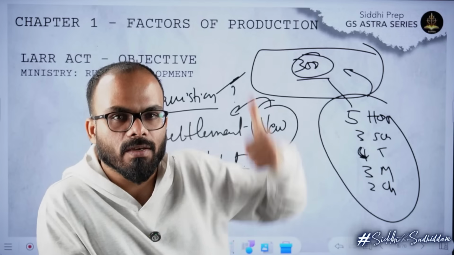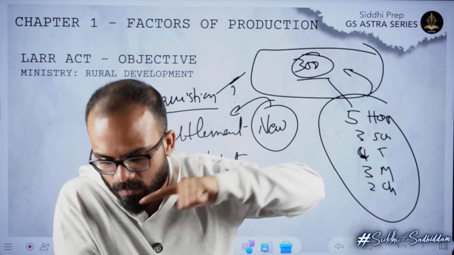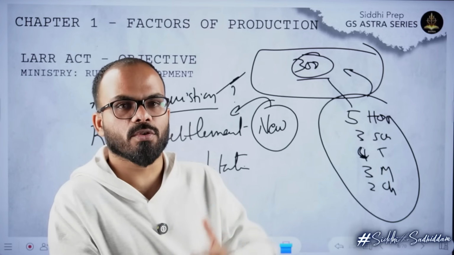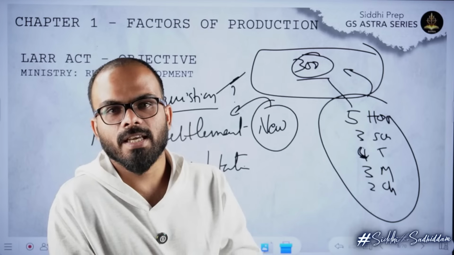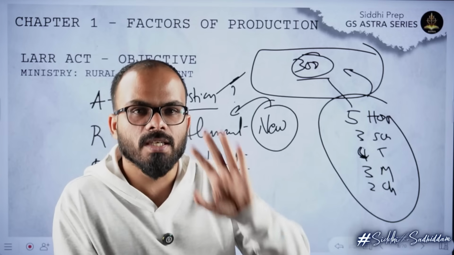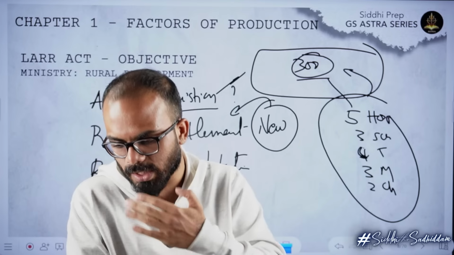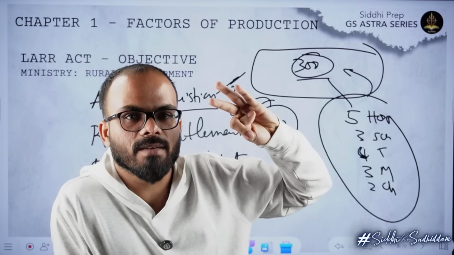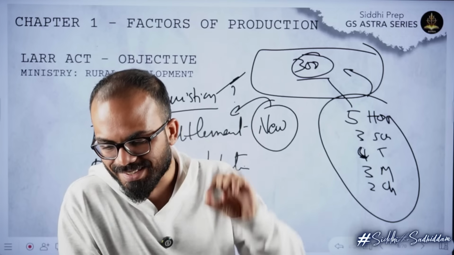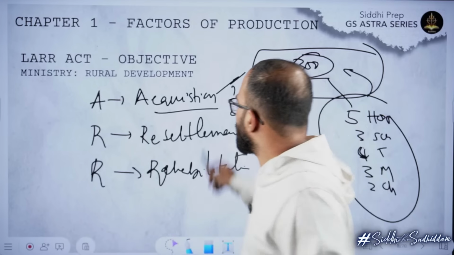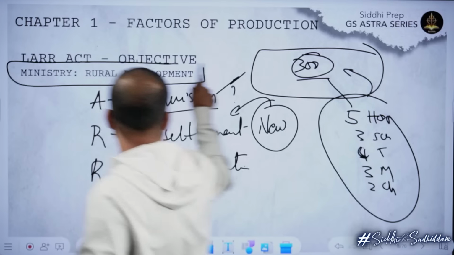So, Land Acquisition, Resettlement and Rehabilitation. You don't have to memorize all such data. You should be able to eliminate options. If you can understand the concept and eliminate the options, that is enough. I am explaining so that you don't have to worry about it. This act will determine how land is acquired, and this act falls under the Ministry of Rural Development.